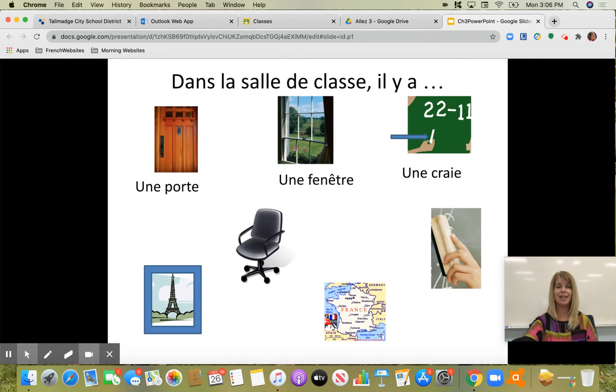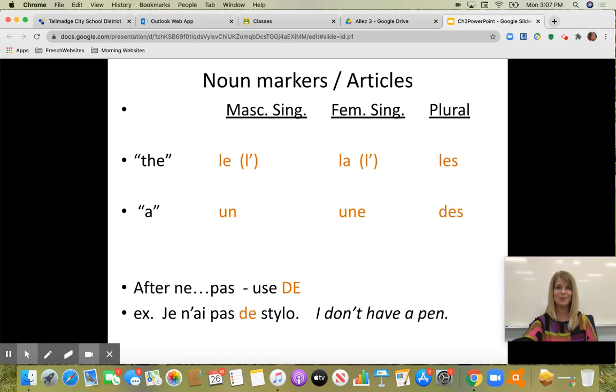Une craie. Thank goodness we don't have chalkboards anymore, but that's what that is, chalk. Une affiche. Posters. Une chaise. Une carte. Une brosse. Excellent.